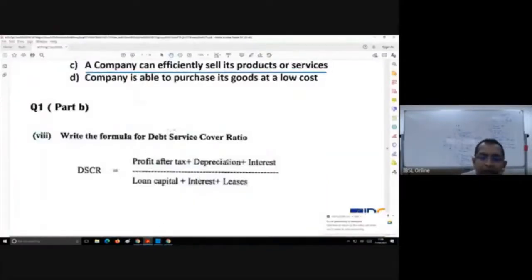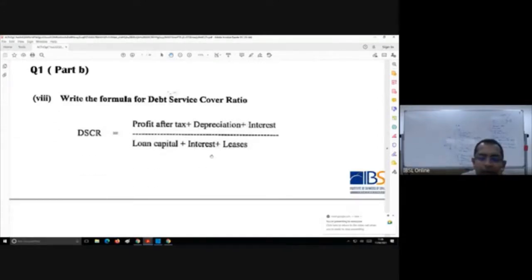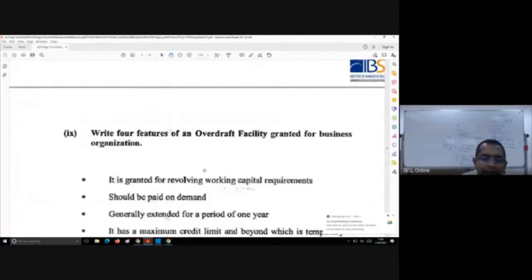Profit after tax plus depreciation plus interest, loan capital, interest and leases. When you talk about interest, it means the entire interest.